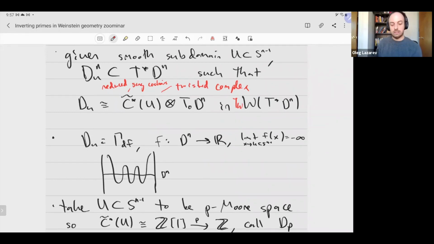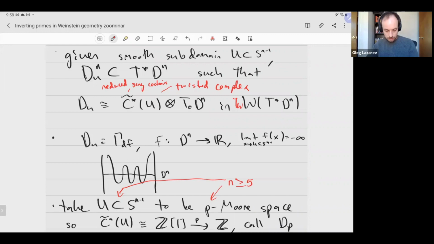And now the idea is to take U to be a P Moore space inside of S^{n-1}. Then this is where you need n to be at least 5, because you need to take this P Moore space and then embed it inside a sphere. And that embedding can only occur if n is at least 5.